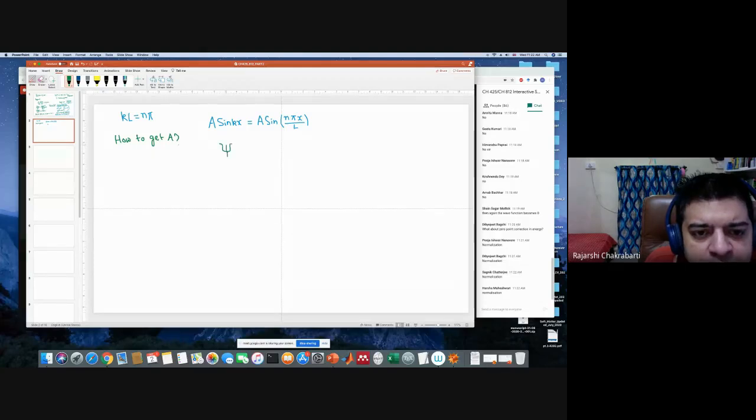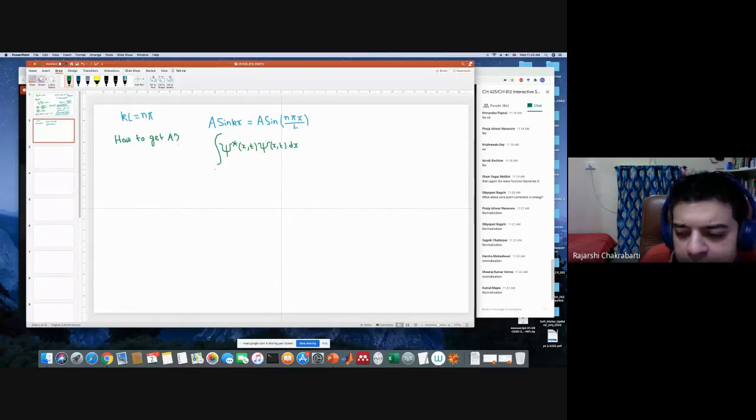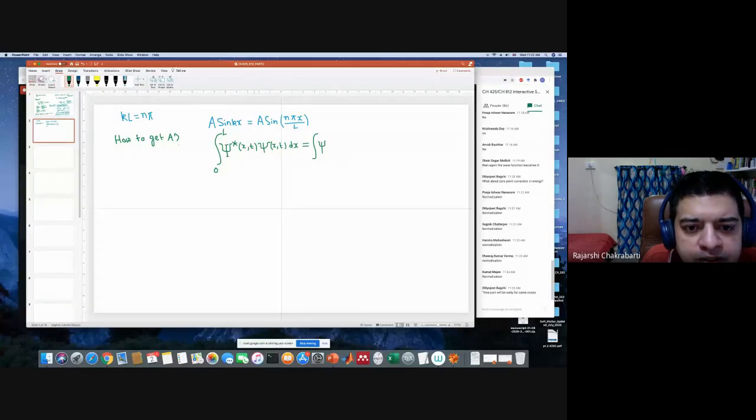Strictly speaking, the condition is that you have to take the space and time part both, multiply with its complex conjugate, and integrate all over space. But in this case, you don't need to integrate from minus infinity to plus infinity, because the function is 0 when x is less than 0 or x is greater than L. So you have to integrate from 0 to L. But this is equivalent, because in a stationary state, this is equal to psi star x times psi x dx.